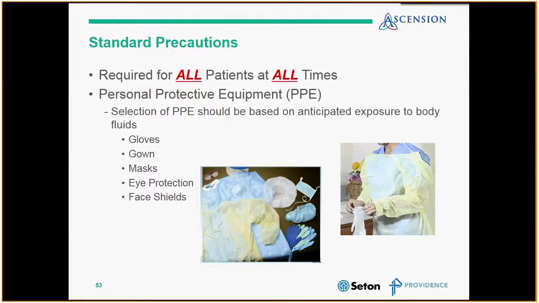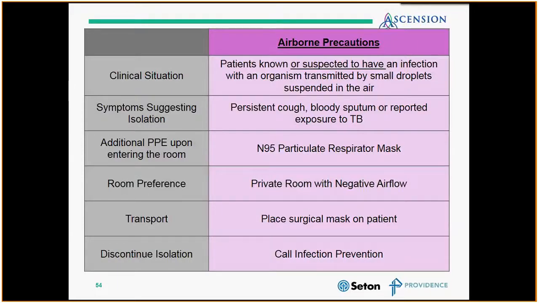You want to make sure that you use your personal protective equipment, or PPE. The selection of PPE should be based on anticipated exposure to body fluids, such as gloves, gown, mask, eye protection, and face shields. Airborne precautions is this pinkish color. These are for patients known or suspected to have an infection with an organism transmitted by small droplets suspended in the air. This is usually our patients that we're ruling out for tuberculosis. With these patients, you want to use an N95 respirator mask.